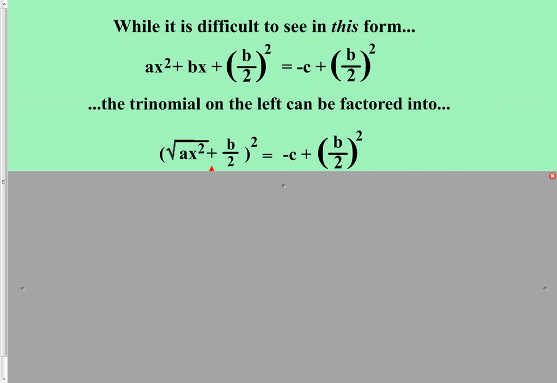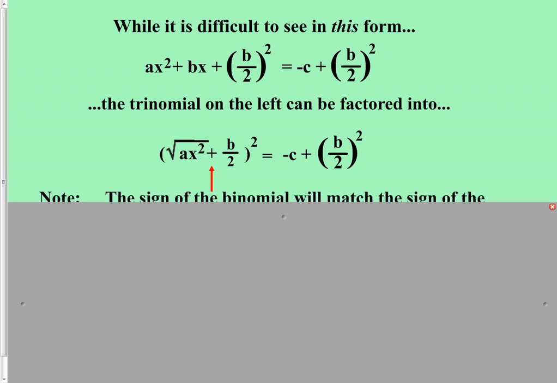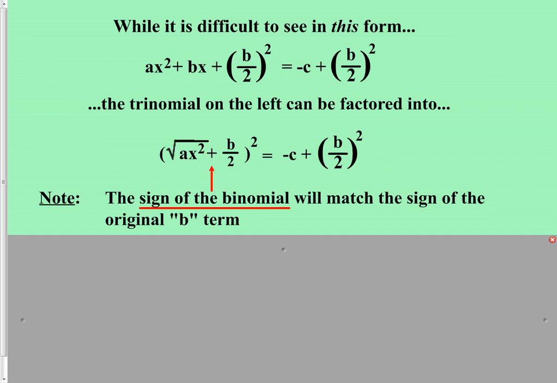That binomial squared on the left, the first term is the square root of whatever ax squared is. And the second term is the square root of half of b squared. Well, the square and the square root cancel each other out, so you just have half of b. I understand it's confusing, but we'll get to some problems. It'll straighten it out. Now, something to take note of is the sign of this binomial might be positive. It also might be negative.